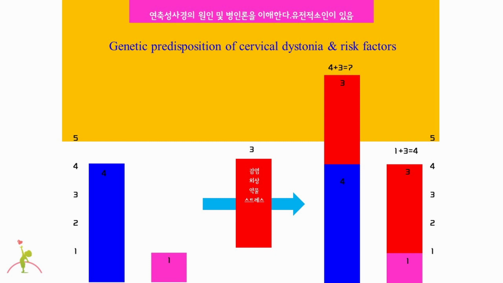A person who has a genetic predisposition of cervical dystonia can develop cervical dystonia when the risk factors are given, such as infection, trauma, certain medications, and stress. There are a blue person and a pink person. The pink person has low genetic predisposition to cervical dystonia. In this case, even if the risk factors are given, cervical dystonia does not occur. However, the blue person already has a high genetic predisposition to develop cervical dystonia. When a risk factor is added to the blue person, cervical dystonia can develop.